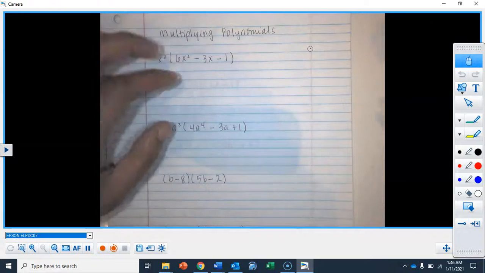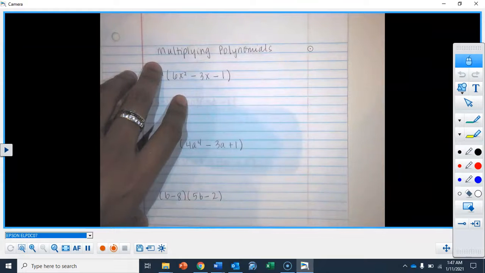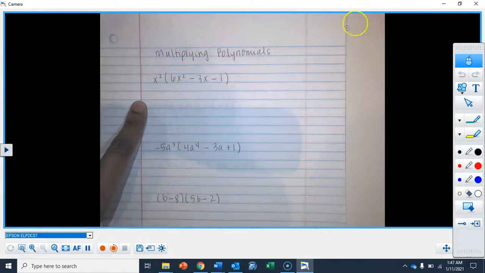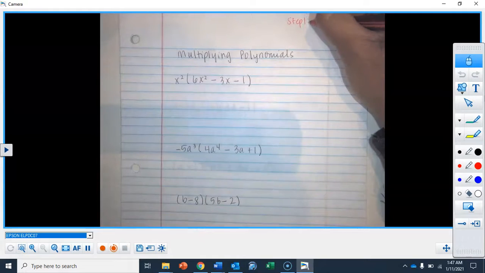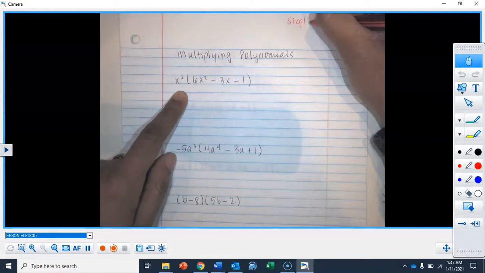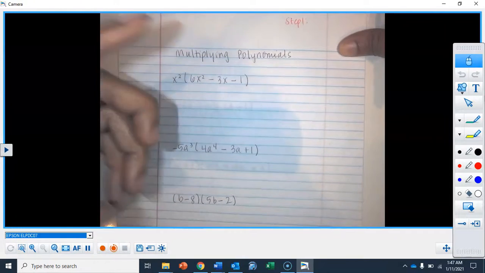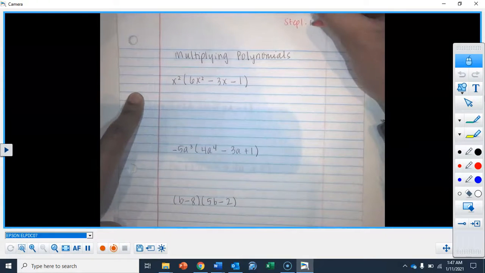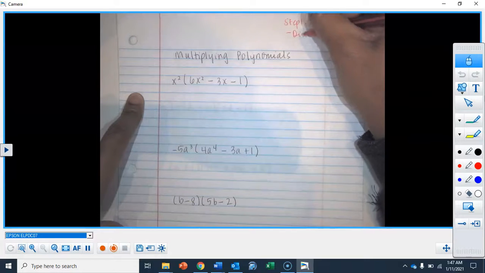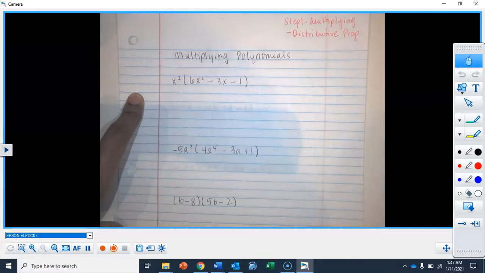Again, I'll come up with some more problems. Remember, when we are multiplying polynomials, I'm going to put another color and highlight the steps. Step one is whatever is in front of the parentheses. In this case we're going to do the distributive property and we're multiplying. You're going to see a lot of different cases, so it's hard to outline the steps, but again, you are multiplying. So we may have to do the distributive property when we're multiplying.